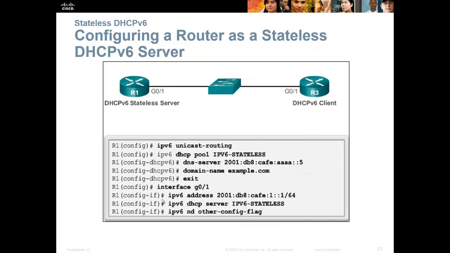All right, so how do you set it up in DHCP version 6? First you have to enable IPv6, so ipv6 unicast-routing. And then you create the pool, so ipv6 dhcp pool, space, stateless. Then you create the DNS, the extra options.